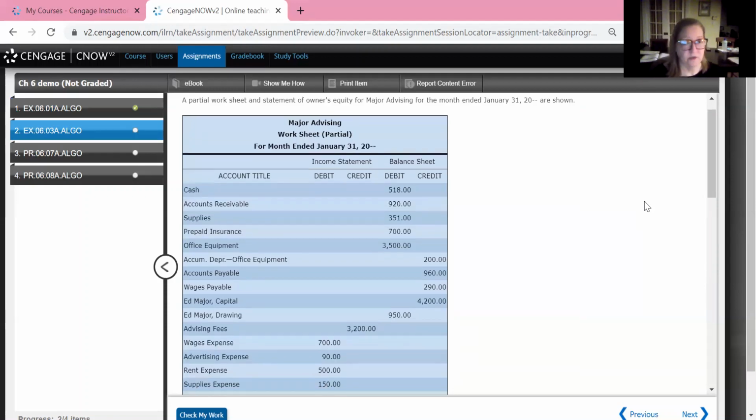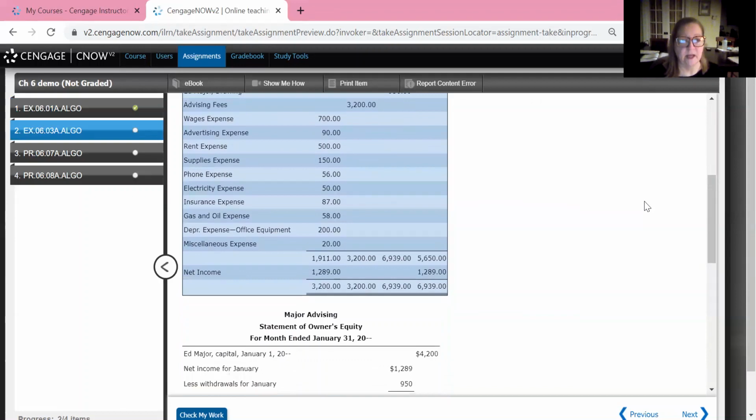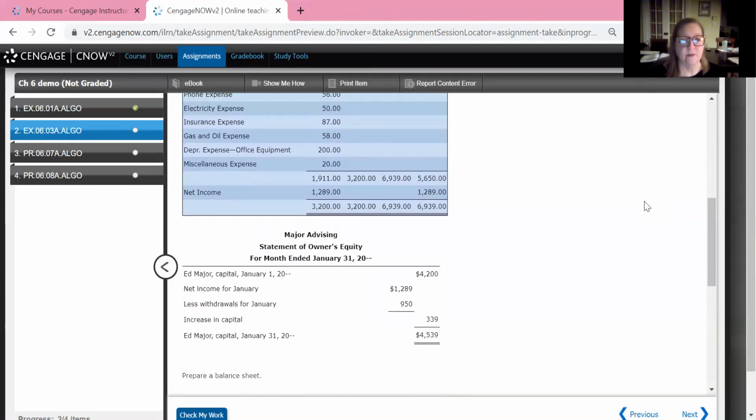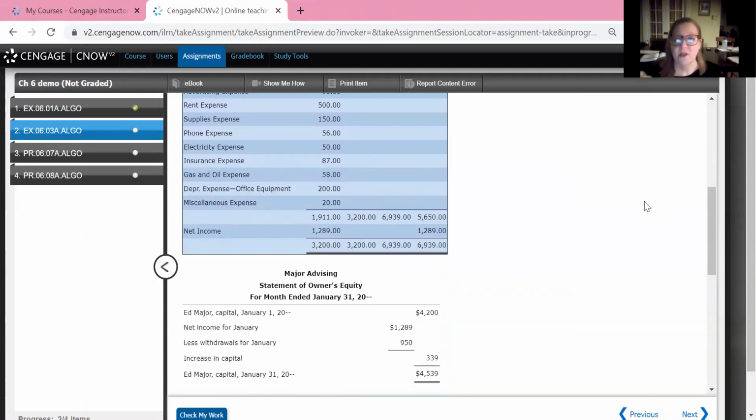So here's what I'm going to do. It's a piece of cake. I'm going to make it. Let's see what they give me first. They give me the worksheet. You know how to do a balance sheet. You have to do 2 schedules first. You have to do the income statement, then you have to do the owner's equity statement or the statement of owner's equity.